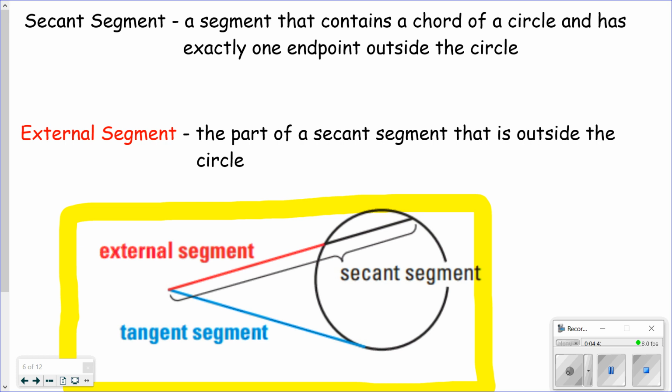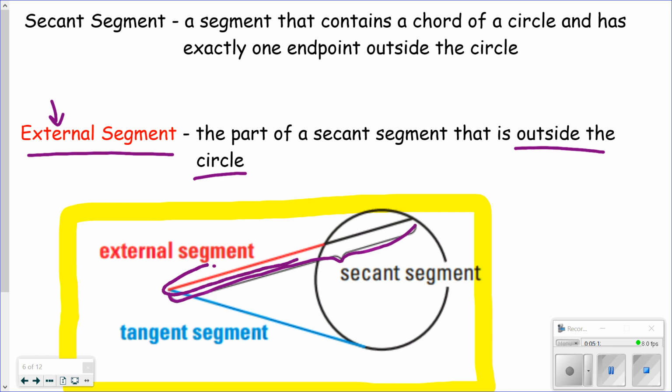Next, we're going to talk about a secant segment. And a secant segment is a segment that contains a chord of a circle and has exactly one endpoint outside of the circle. And then let's talk about the term external segment. External means outside, so it's the part of the secant segment that is outside of the circle. So if you look at this example here, this entire segment here is called a secant segment. However, just this part here, the red part that's outside of the circle, is called the external segment.